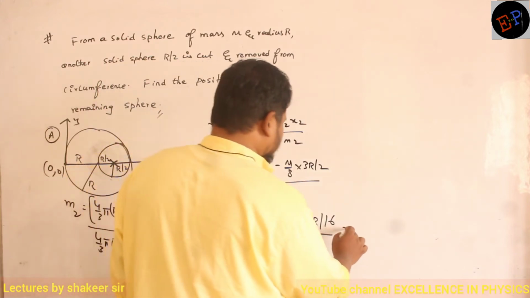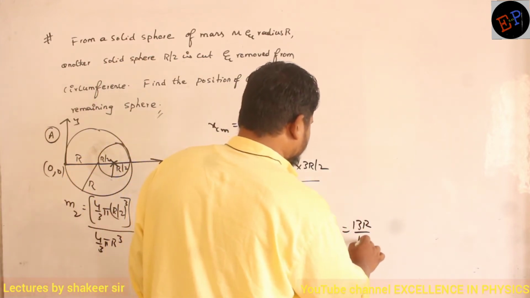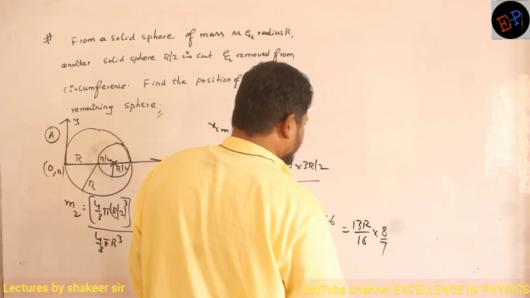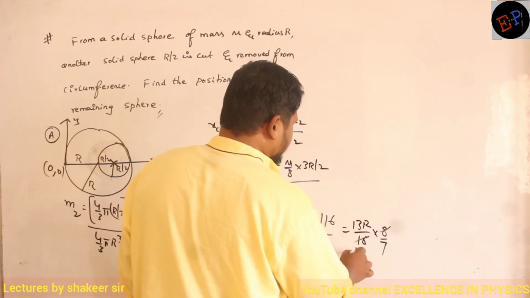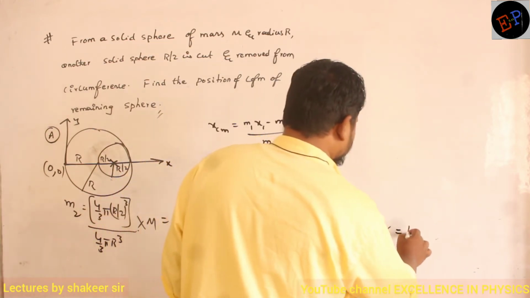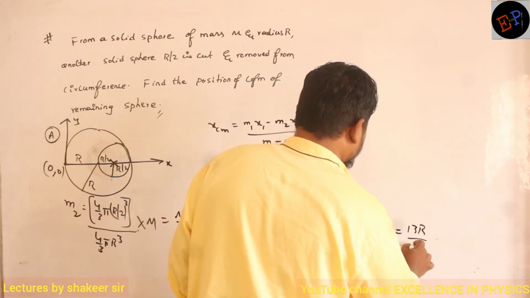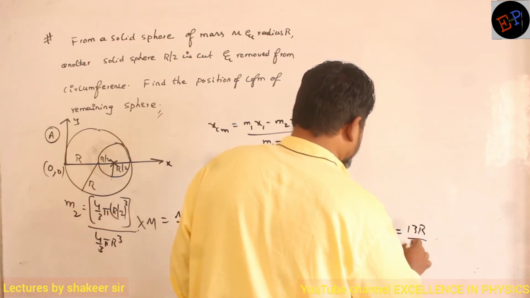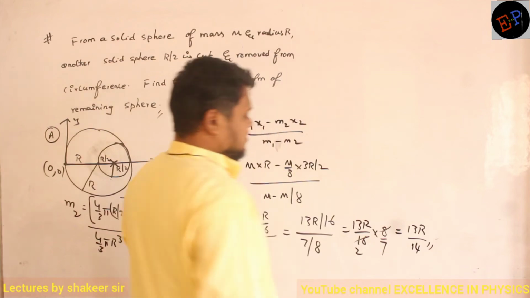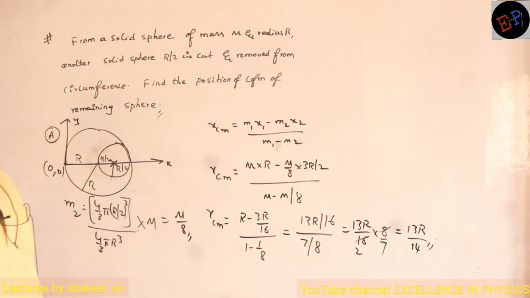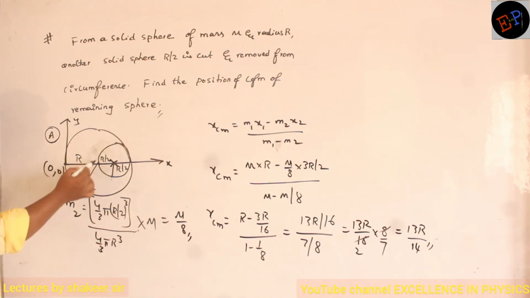So therefore 13r by 16 divided by 8 by 7. Clear number? 8 1s are 8, 2s are... So therefore it is 13r divided by 7 2s are 14. So that is my answer. Are you able to understand? So this is the position of center of mass. From which reference? From this reference. You can take a reference from the center also.